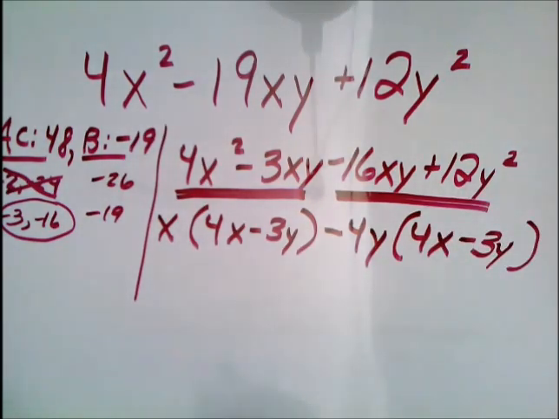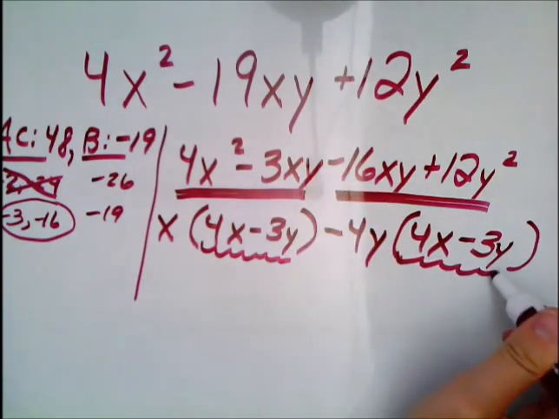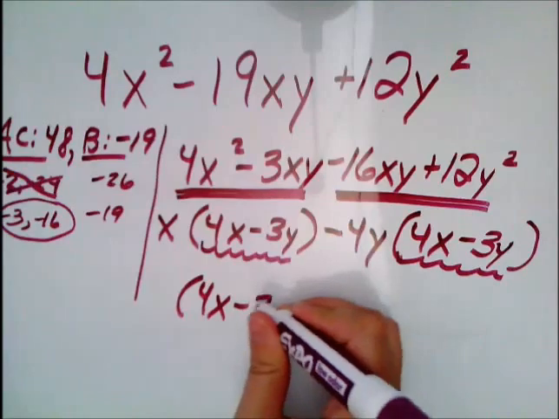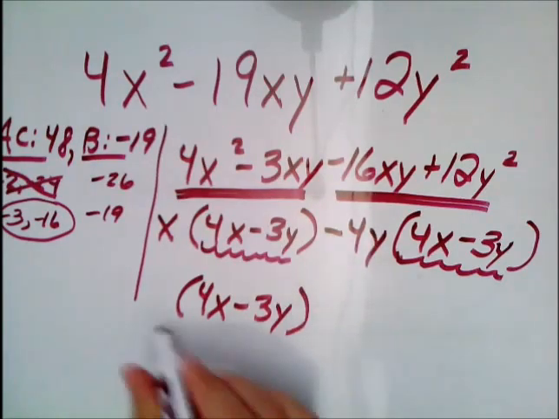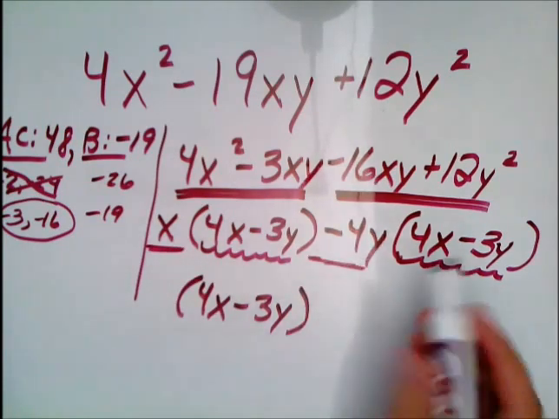All right, when I step back, I notice that I've done it correctly, because notice how this 4x minus 3y matches. And so that's telling me I can factor that out of both of these larger terms. So 4x minus 3y, and my other factor is what's left. So x minus 4y.